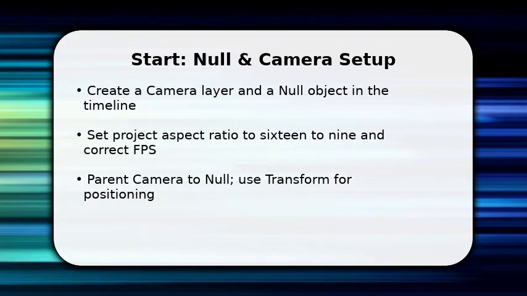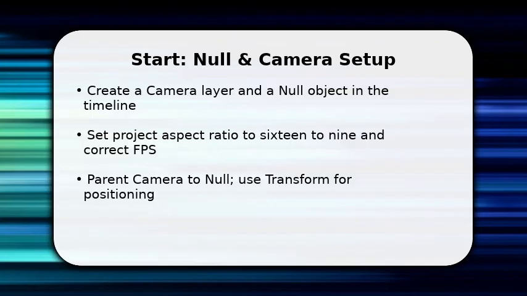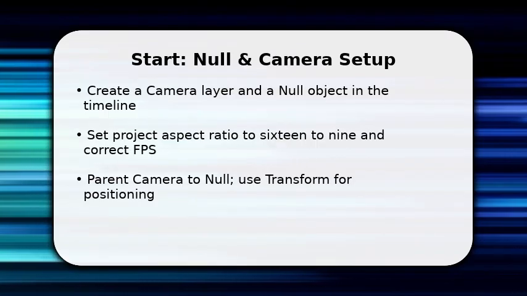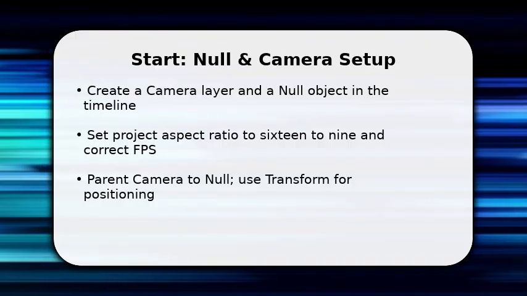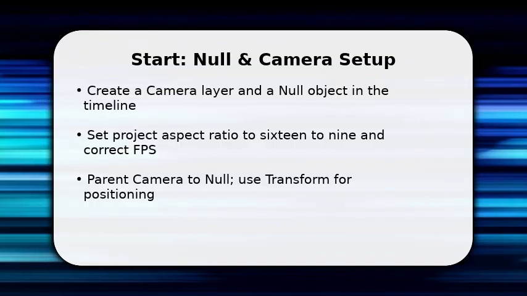You begin by creating the camera and a null object immediately. This gives you a single control point. Make sure your project is set to 16:9 and the correct FPS so motion behaves predictably. Parent the camera to the null right away. That allows you to move, rotate, or scale the null and have the camera follow. Once done, rename layers for clarity and lock anything you won't animate to avoid accidental edits.